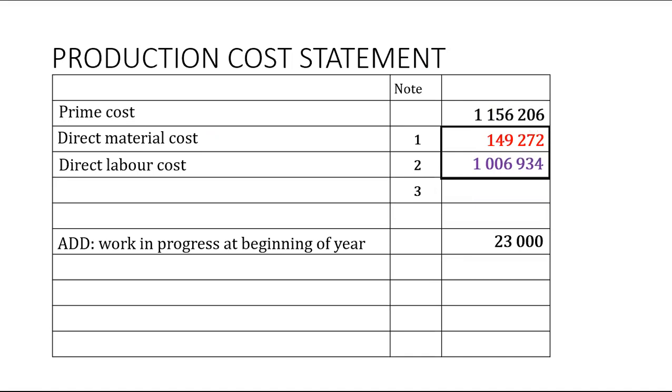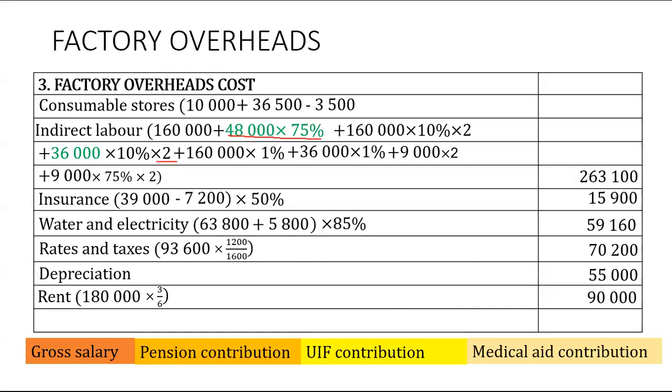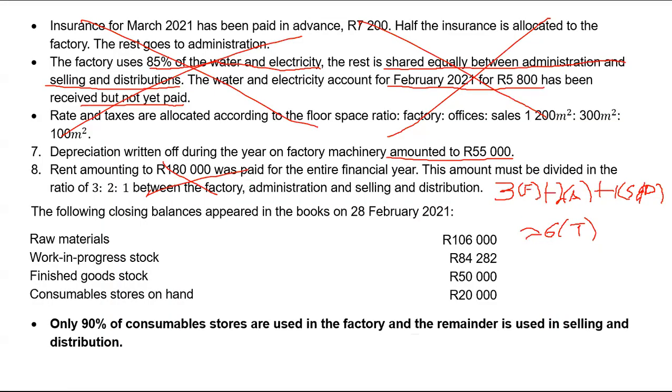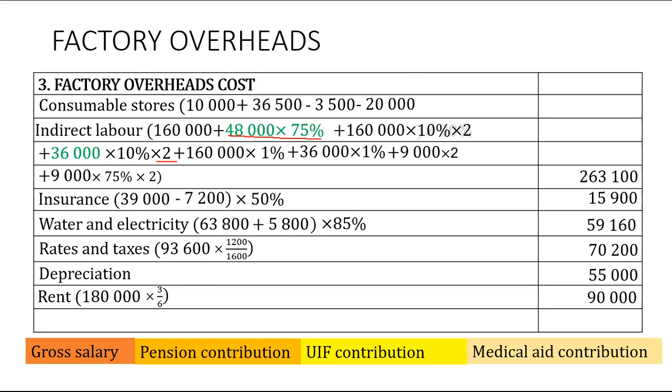Let me go to my factory overheads. I don't think for factory overheads I have any other thing. So I'll just total my factory overheads up. Let me close it by subtracting the value of consumable stores at the end of the year, which is the 20,000. It'll give me my total consumable stores. Okay, I forgot to do this as well.